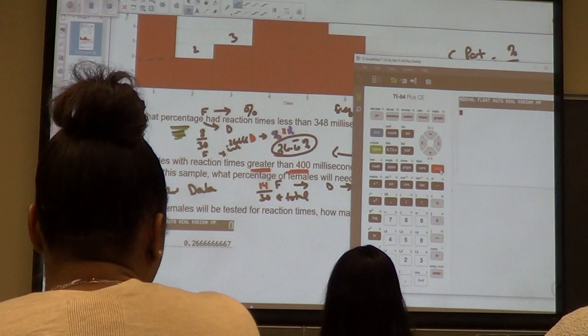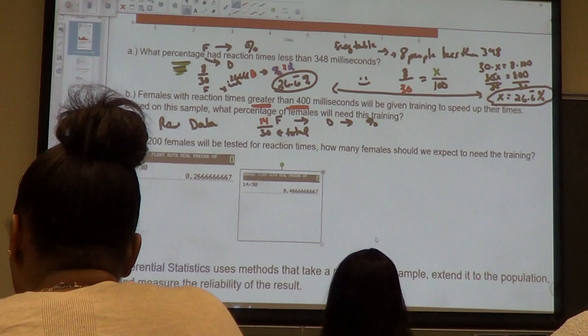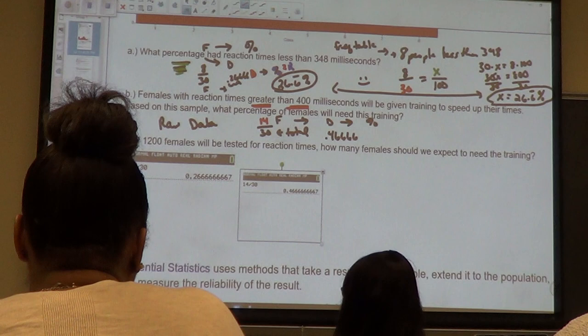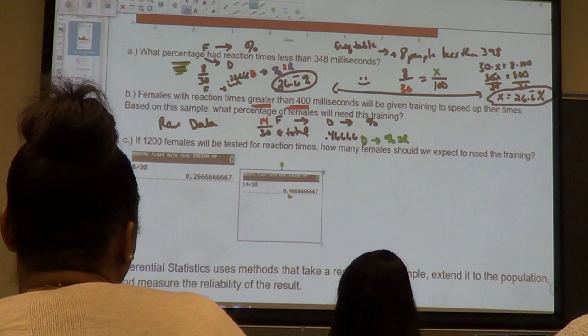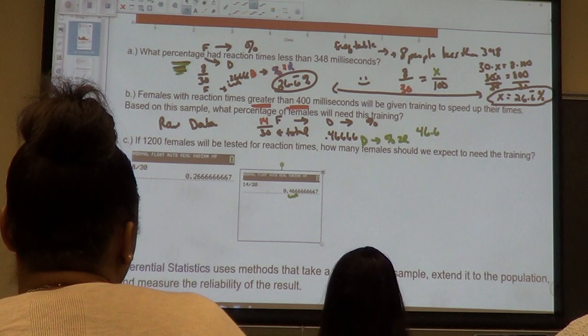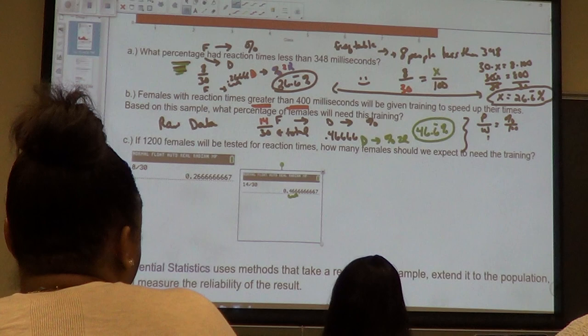Now, we're not done, y'all. All we did was turn it into a decimal. They want a percentage. So my decimal is 0.46666. We now have to take that decimal and turn it into a percentage. Pick up your decimal and whoop whoop, which way? To the right. To the right. So whoop whoop. So what is my answer going to be? 46.66666%.